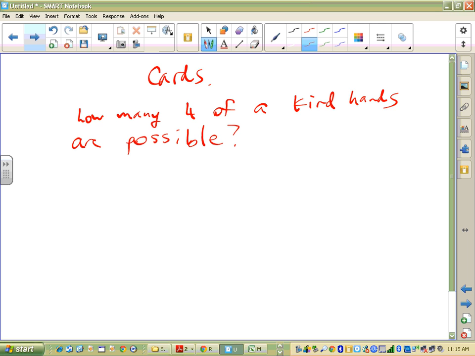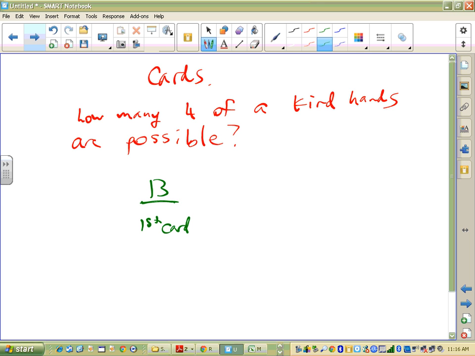This is weird because with four of a kind, if you think for a minute, your very first card could be a 2, a 3, a 4, a 5, a 6, a 7, 8, 9, 10, Jack, Queen, Ace, or King, right? So how many choices are there for your first card? There's 13.